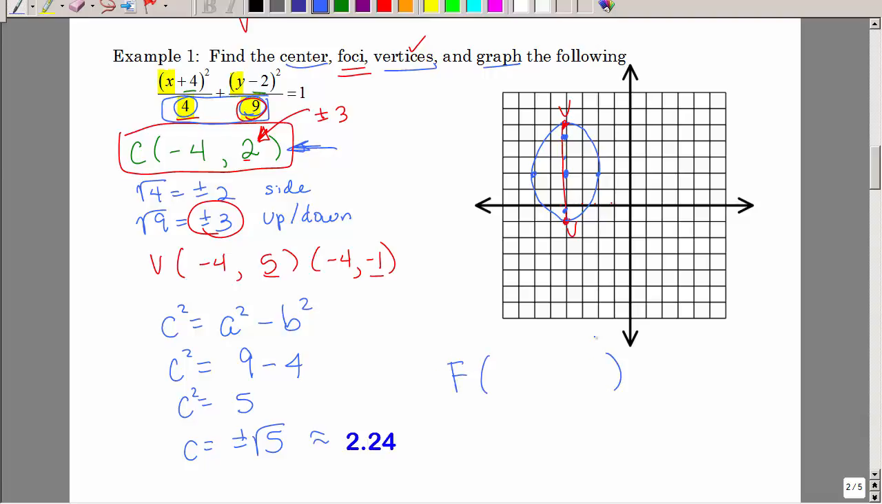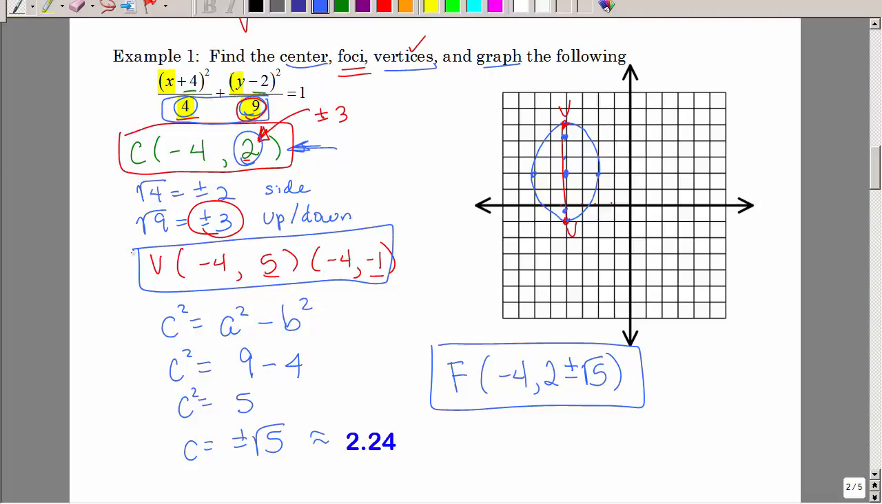What are the actual coordinates? Well, -4 from the center 2, and I went up and down the square root of 5. Those are your two foci. Those are your vertices. That's your center, and I've graphed it.